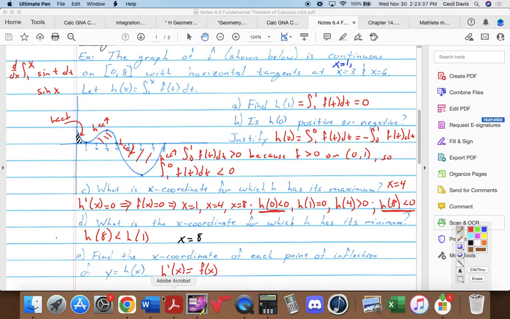That's a super important definition that you just have to know. If you know it, it makes things a lot easier on these problems. So my points of inflection will simply be where we change concavity. So that'll be at x is equal to 1, x is equal to 3, and again at x is equal to 6.